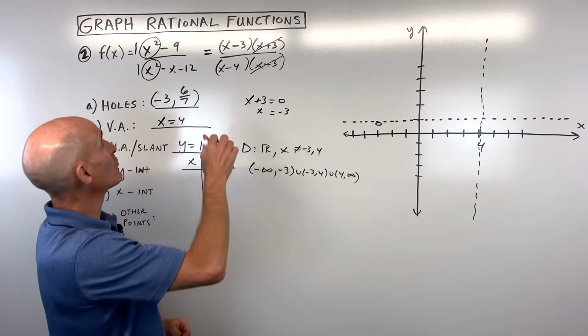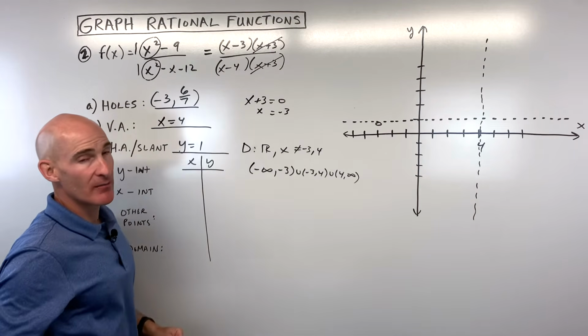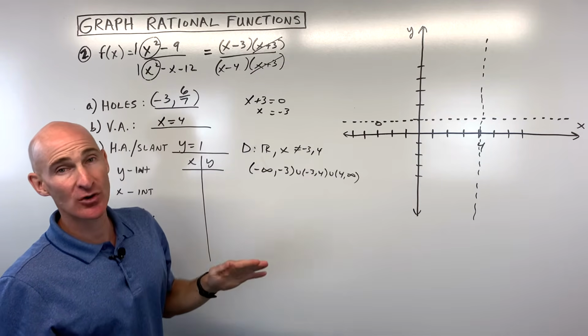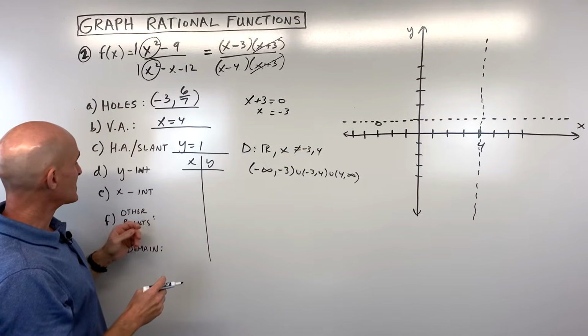And we're going to do some examples where the numerator's power is greater by a power of 1, and that's where we're going to get the slant asymptote. So that's coming in the next examples.